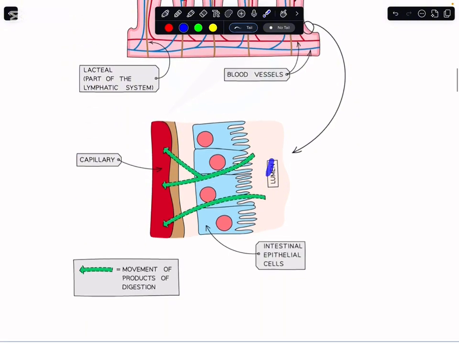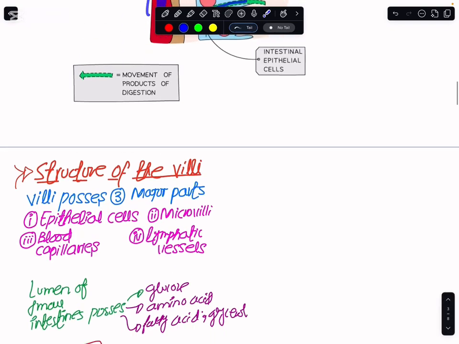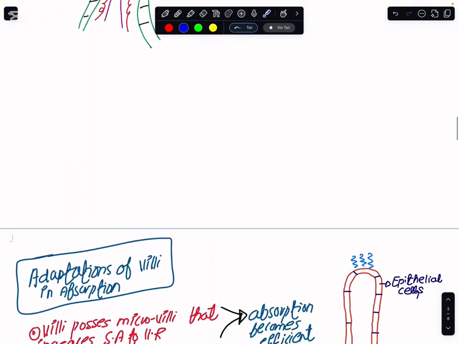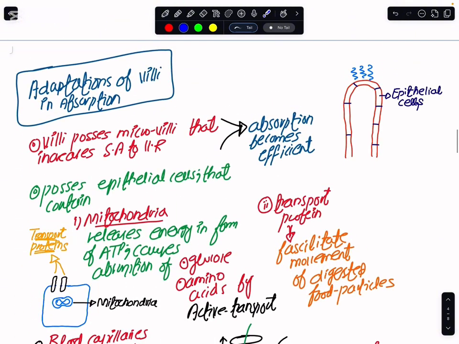And you see from here in the lumen of the small intestine, the particles go through the epithelial cells and then ultimately reach the blood capillaries that we have beneath them. This is one of the frequently asked questions: how are the villi adapted with respect to the absorption phenomenon?